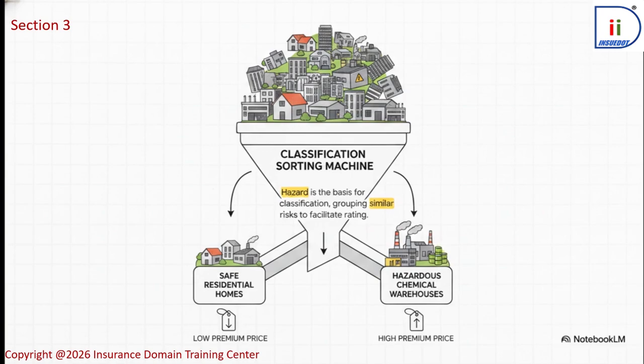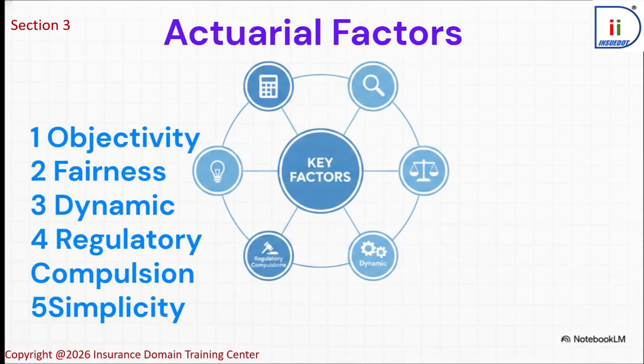For example, suppose you have a group of nearly identical buildings. Some are used as residential homes, while others are used to store highly flammable manufacturing chemicals. Classification allows the underwriter to immediately charge a lower fire premium for residential buildings and a significantly higher premium for hazardous warehouses, all without developing a brand new mathematical model every single time.